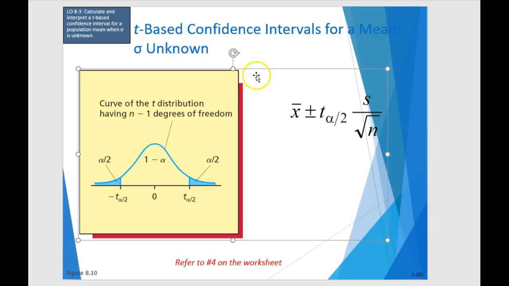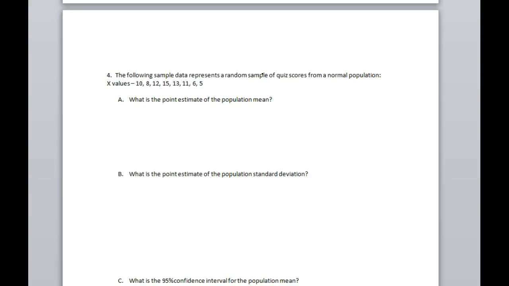Let's go ahead and work on a problem with this. Refer to number 4 in your worksheet, please. The following sample data represents a random sample of quiz scores for a normal population. The x values are 10, 8, 12, 15, 13, 11, 6, and 5.